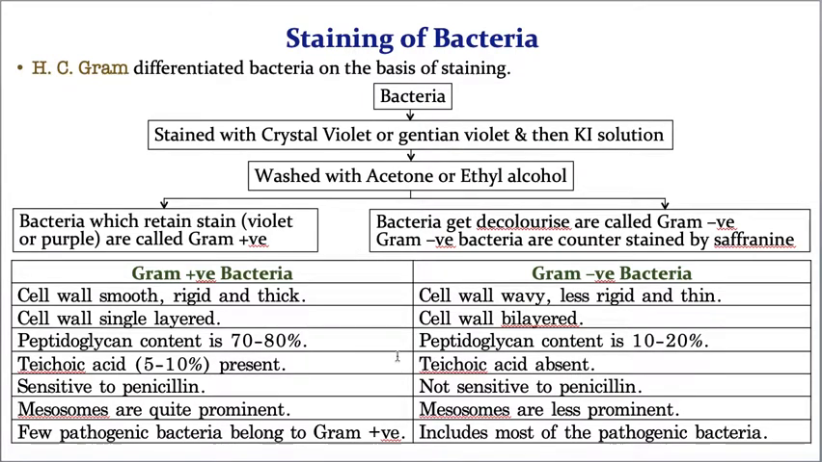Let us see. What are they? In gram positive bacteria, the cell wall is smooth, rigid and very thick, whereas in gram negative bacteria, the cell wall is wavy, that means irregular, less rigid and thin. In gram positive bacteria, the cell wall is single layered, whereas in gram negative bacteria the cell wall is two layered. In gram positive bacteria, the peptidoglycan percentage is 70 to 80 percent, whereas in gram negative bacteria, it is only 10 to 20 percent.